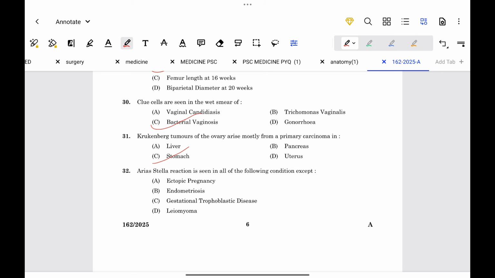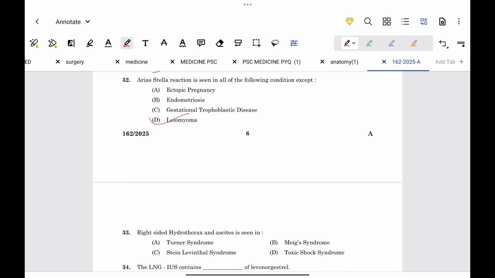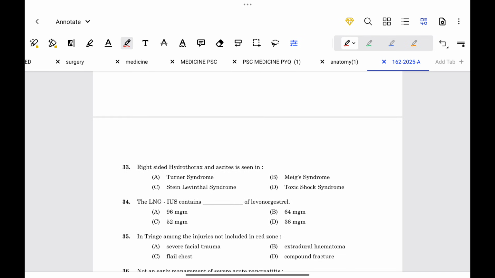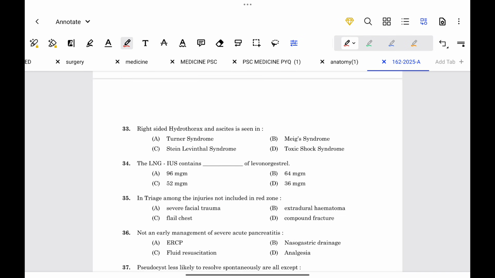There is high progesterone level in area stellar reaction. So here the answer is option D. Next, right-sided hydrothorax and ascites is seen in Meigs syndrome. LNG-IUS contains 52 mg of levonorgestrel and it is released at 20 microgram.